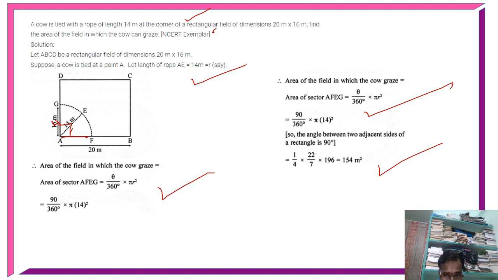So in this process we can simplify. Once again I'm saying, apply the area of sector formula. This forms a sector, and each angle of the rectangle is 90 degrees. According to the formula, the length of the thread is 14 meters. Don't think about a side, we only need to think about the length of the thread, that is 14 meters. Only this sector we need. So substitute, simplify, we get the answer.